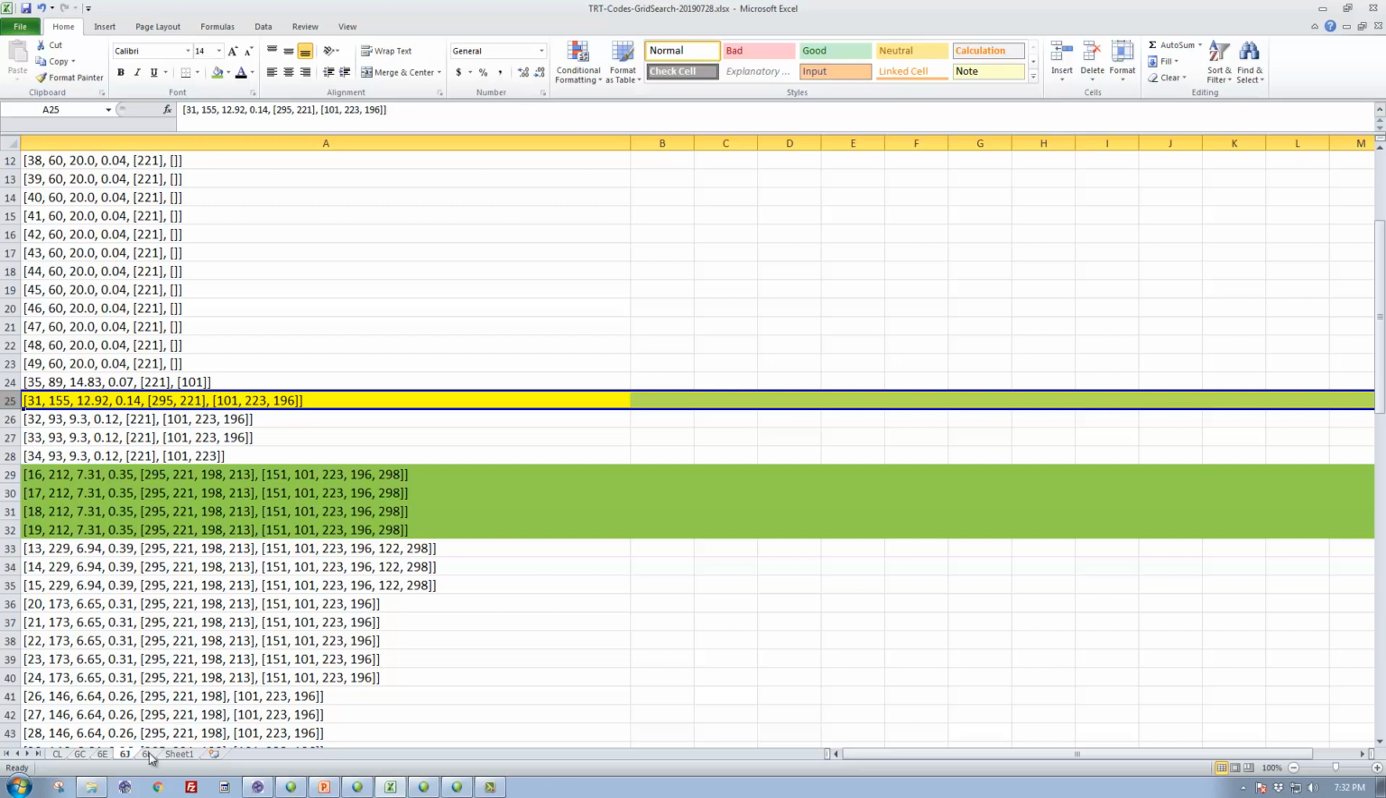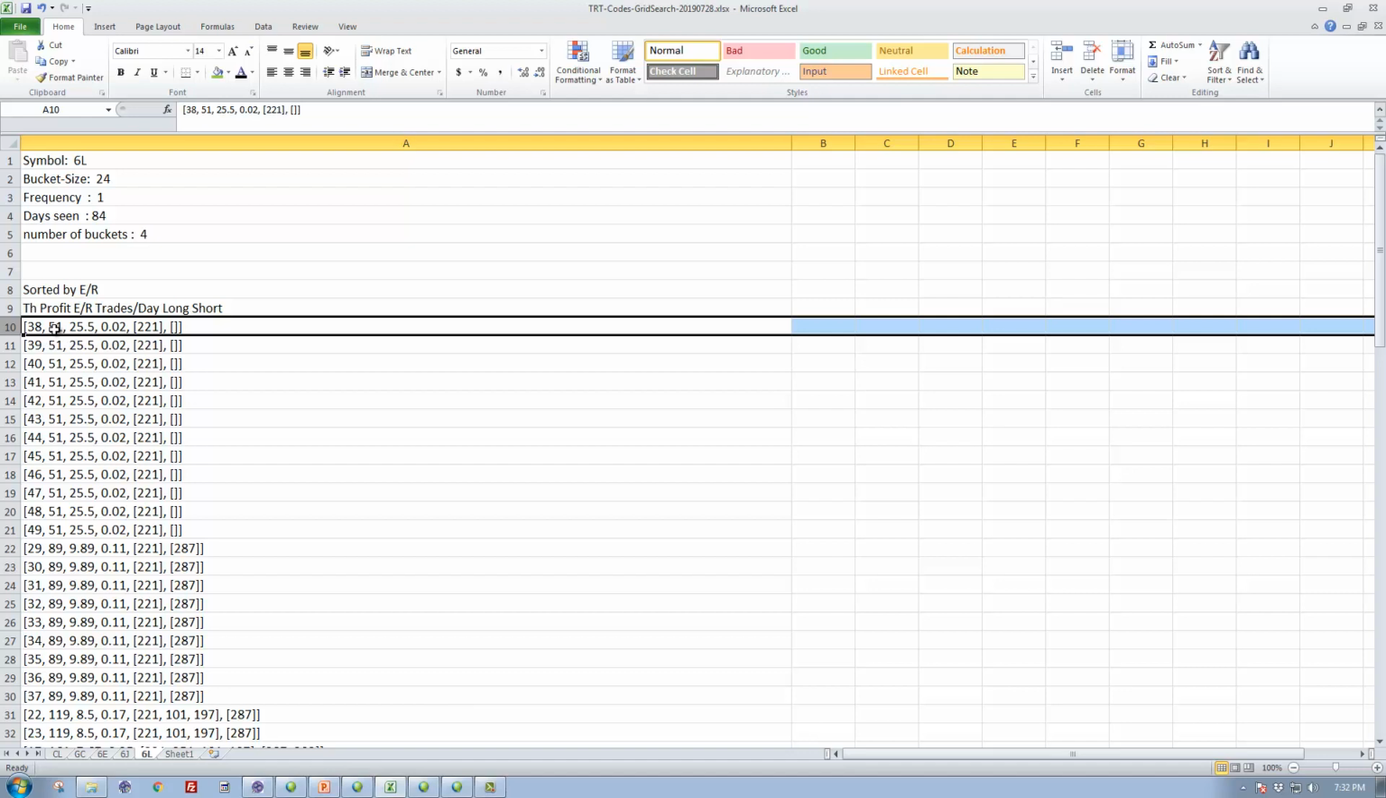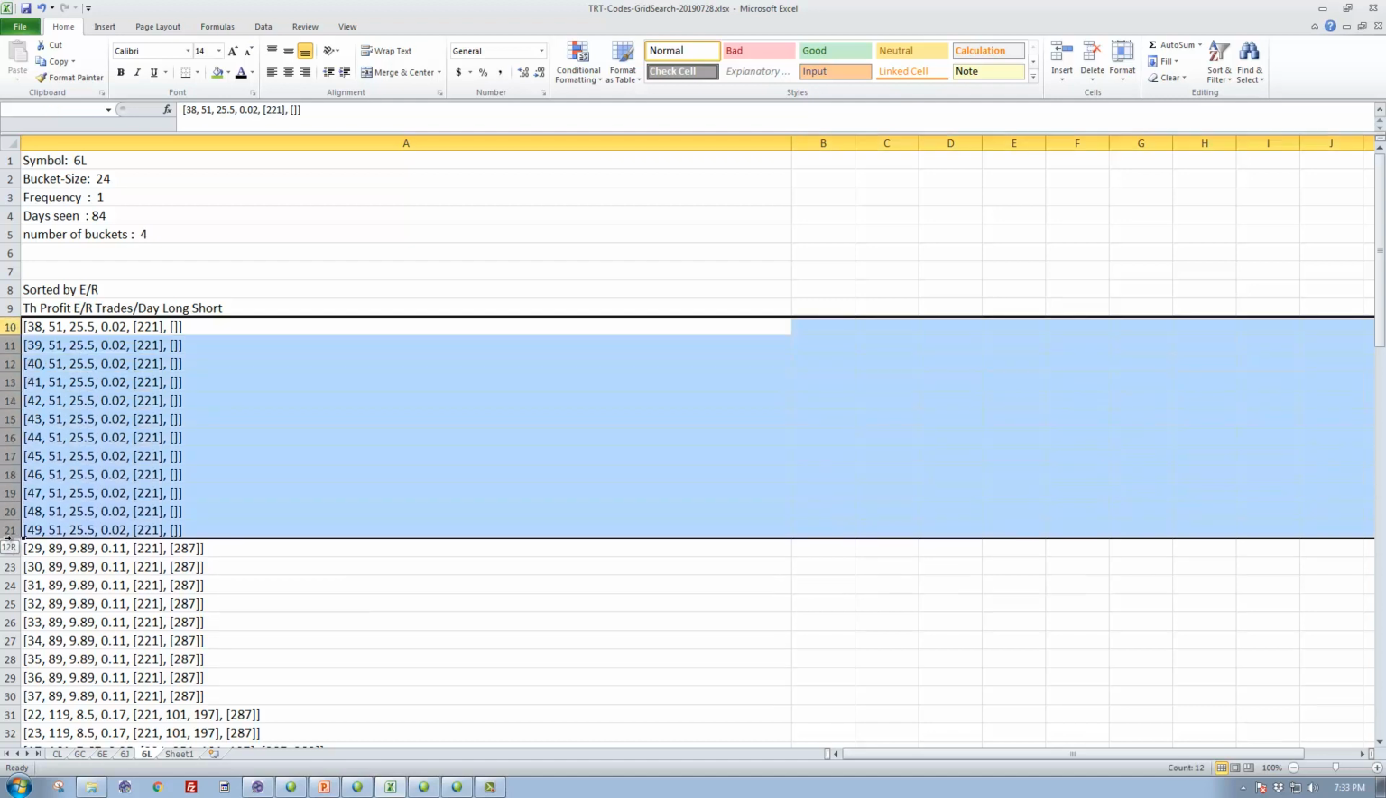All right. 6L, this is the Euro overnight session. You can see, here's a profit of 51 with an ER of 25.5. So what that means is one trade hit the target of 50 ticks, and he had another one that scratched for 1 tick. So you get 25.5, and it happens to be just this one code, 221 long. This is clearly not enough trades to bother doing it.